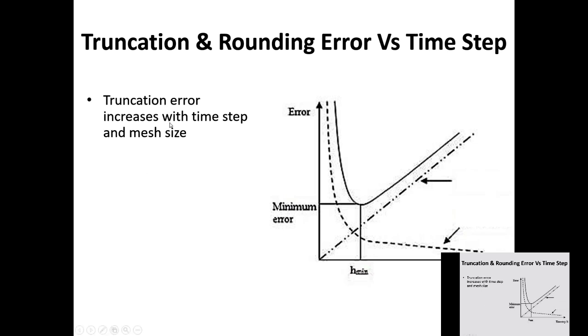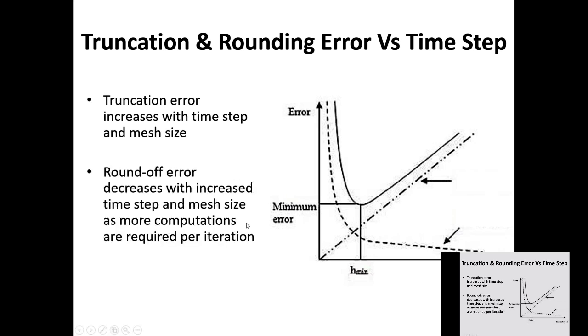Truncation error increases with time step. So your truncation error will be increased when you iterate too much. And round off error decreases with increased time step and mesh size. So your round off error is less when your mesh is fine and when you iterate for a long time. That is your round off error. That is your truncation error.